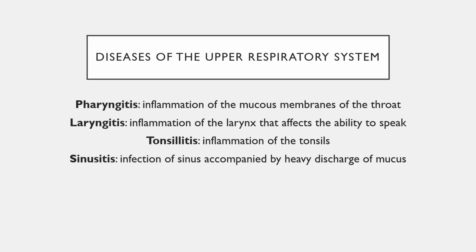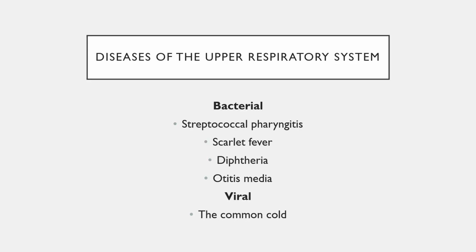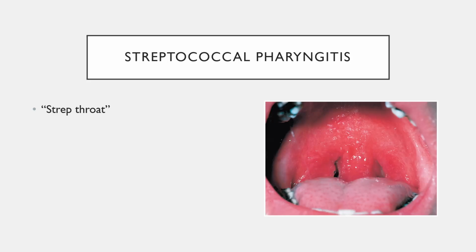So now that we've laid down some terminology, let's take a look at the list of infections of the upper respiratory system that we're going to be surveying. We have 4 bacterial infections, and we have 1 viral infection. And after we make it through these, we are going to move on to infections of the lower respiratory system. So let's get started with streptococcal pharyngitis. This is also more commonly known as strep throat.